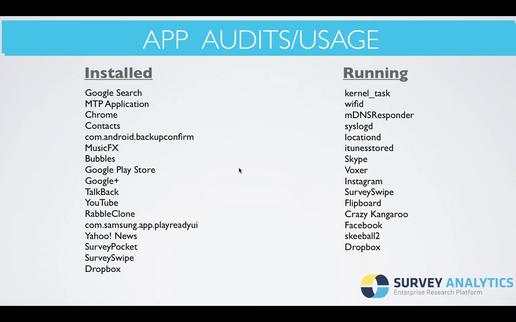Now, on the right-hand side, I just took some information about what was running on an iOS machine. And we can see here, these are applications that people have actively running on the phone. So Skype, Voxer, which is a communication program, Instagram, always popular, Survey Swipe, which was in fact collecting this data, Crazy Kangaroo, which I think is a game, and Facebook, and Dropbox, which is a file management and sharing system, Skee-Ball, I believe, is a game. Now, this, I must emphasize, is what's running. We took a snapshot of what was running on someone's iPhone, and we were able to see these things.